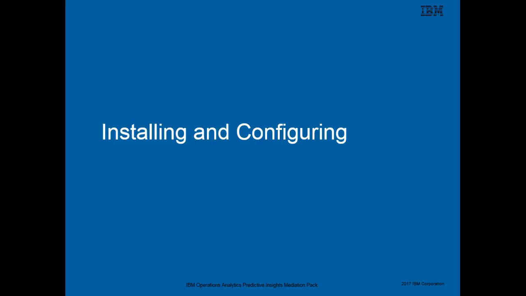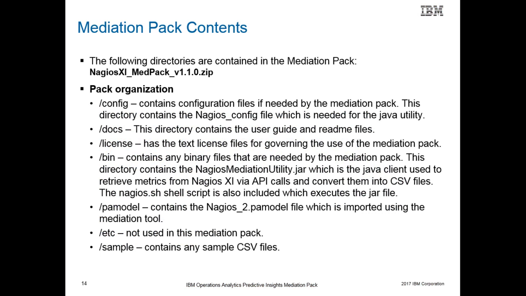In this section we will discuss how to install and configure the Nagios XI Mediation Pack. In this slide we will discuss the Mediation Pack contents. After you download the Nagios XI Mediation Pack, you must uncompress the zip file, which contains the following directory structure. The config directory contains the Nagios config file, which is used to configure the Java utility for this mediation pack. The docs directory will contain the user guide and the README files. The license directory contains the license files that govern the usage of the mediation pack.